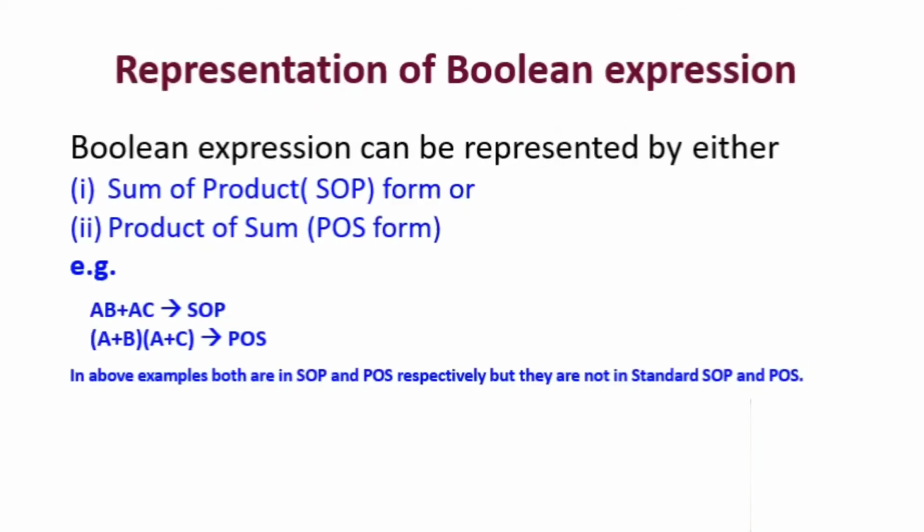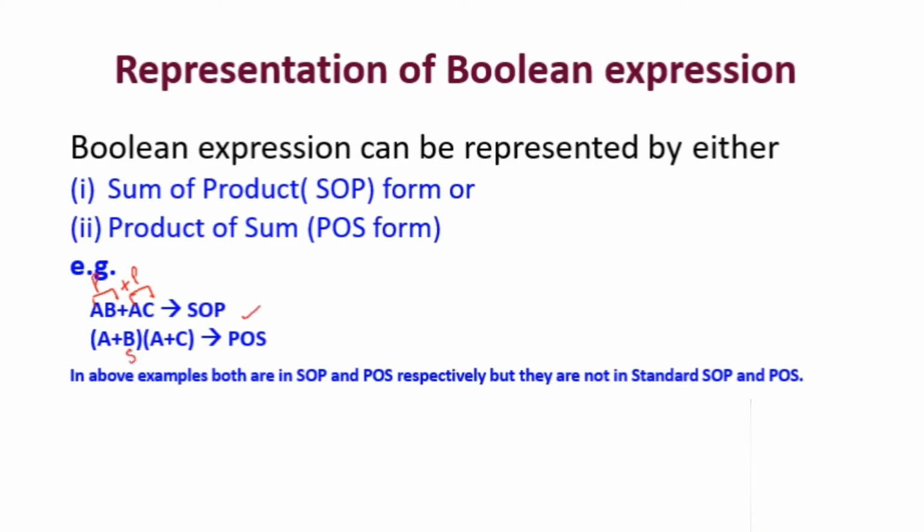So representation of Boolean expression, we can represent in two forms, SOP and POS. SOP stands for sum of product and POS stands for product of sum. So in AB plus AC, we can easily see that AB is a product, and similarly this AC is also a product, and both these products are summed. So this becomes sum of product.